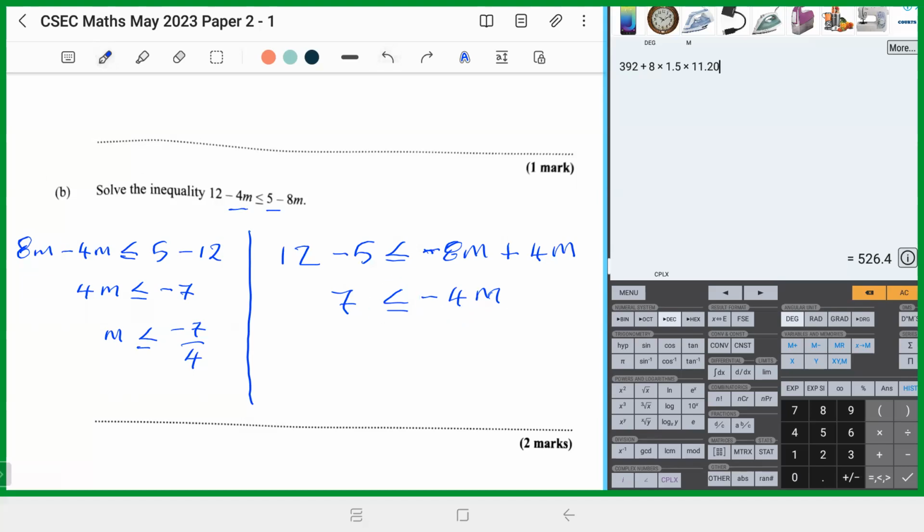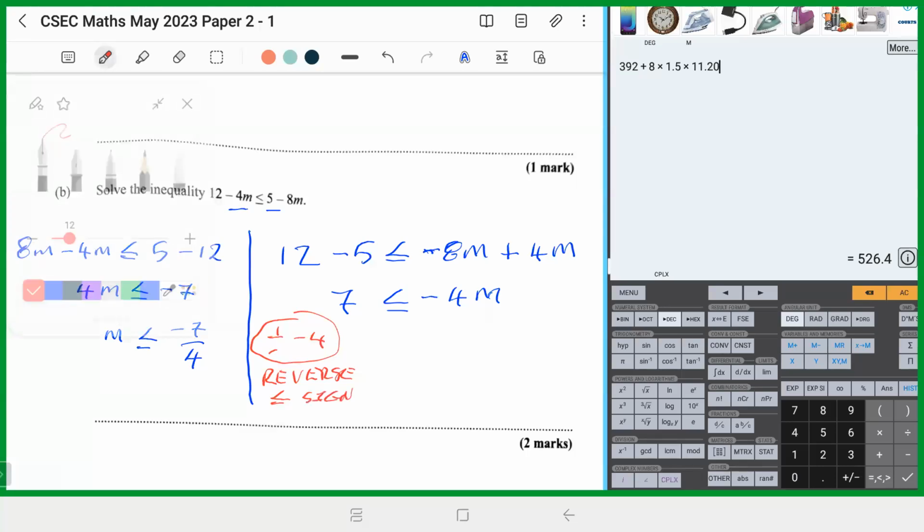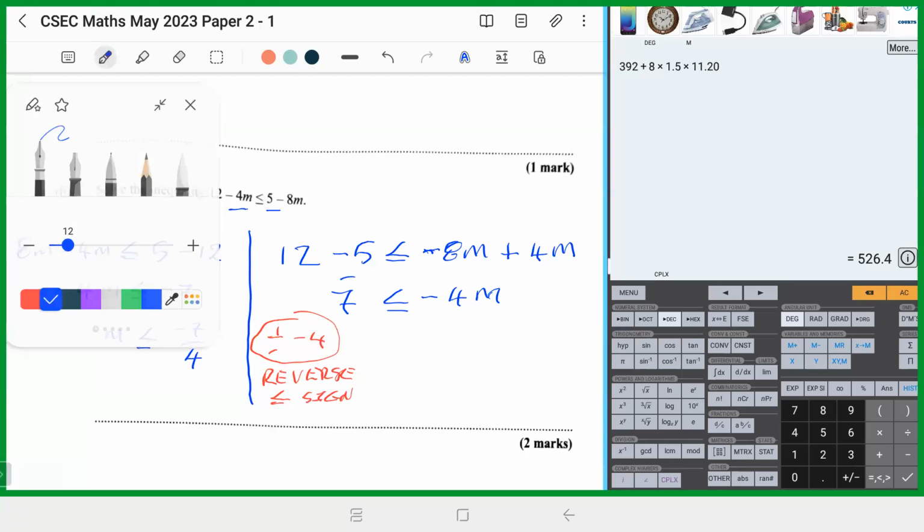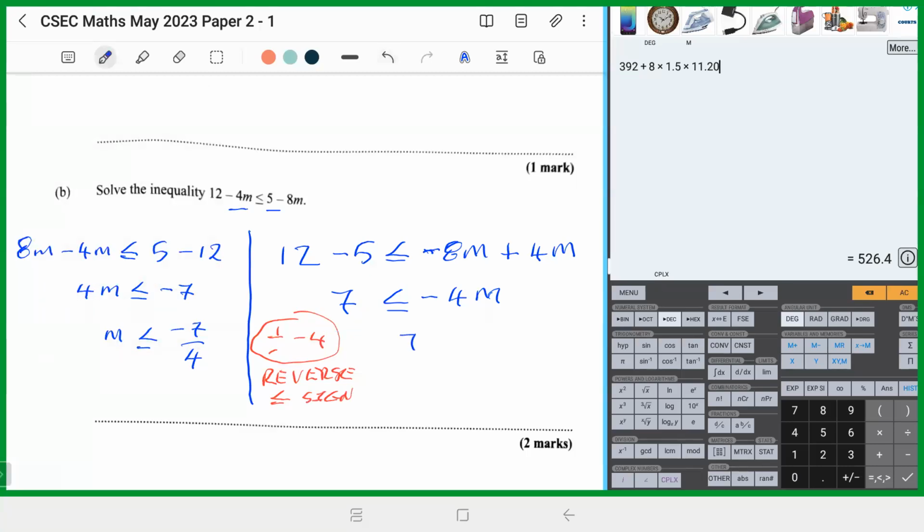So let me write it out for you. If I divide by negative 4, because I'm dividing with a negative number, I would have to reverse that less than or equal to sign in order for the inequality to remain true. And so if I divide by negative 4, this becomes 7 over negative 4.